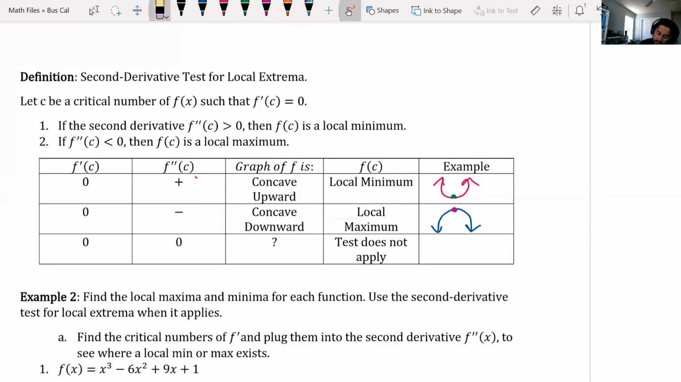Well, let's say that, again, our critical point makes our derivative 0, and let's say that the second derivative becomes 0 at our critical number. Well, 0 is neither positive nor negative, so 0 gives us no information. This means we have no idea what the concavity is, which means that this test does not apply. So if you fail the second derivative test, then you must make a sign chart. So not all shortcuts work all the time.